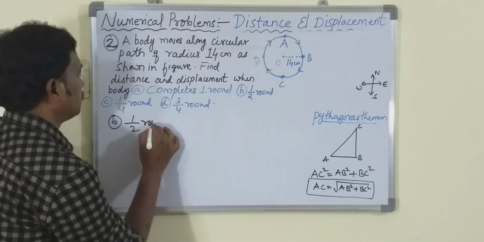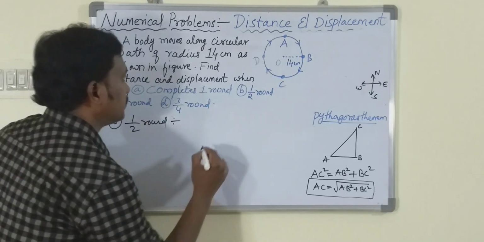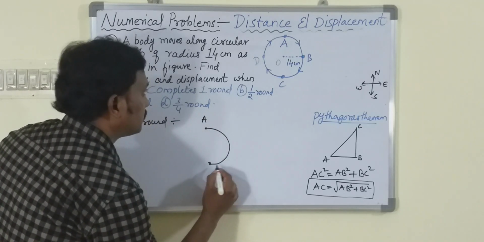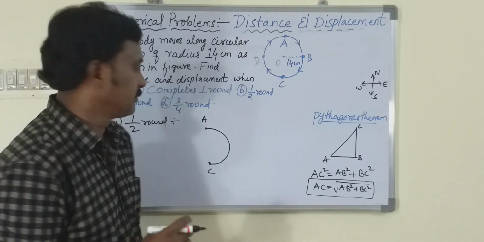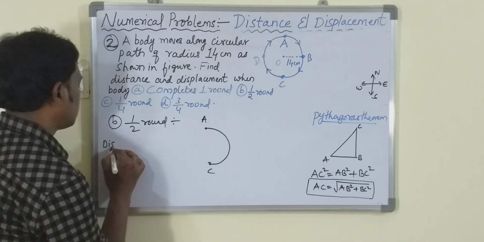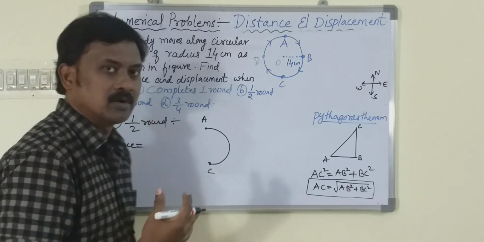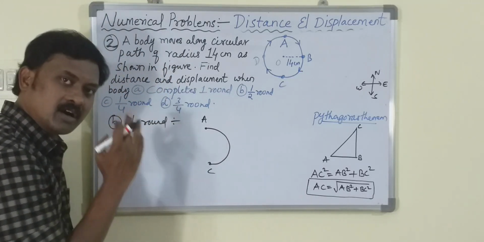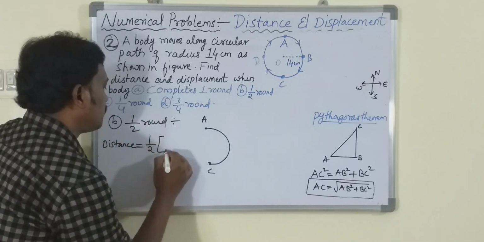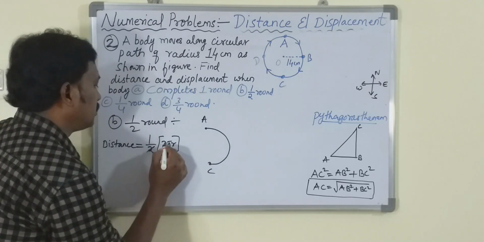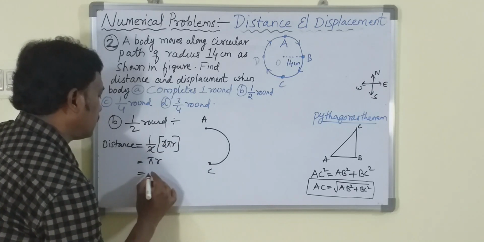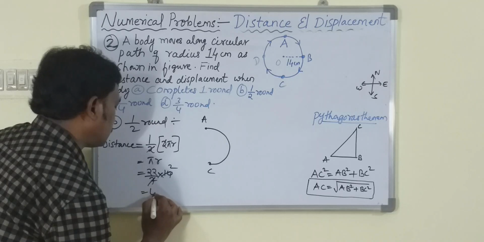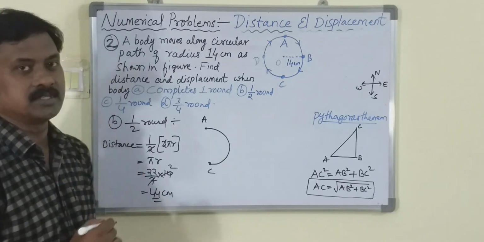Half round. The body completes half round. That is, let us say it starts from A and half of the rotation comes in. The body has reached C. Okay. Now what is the distance? For complete round, the distance was the circumference of the circle. Now coming to the half round, we are going to take half of the circumference. That is half into 2 pi r. Okay, the 2 getting cancelled and the pi r, that is 22 by 7 into 14. 44 centimeters. So this is the distance.